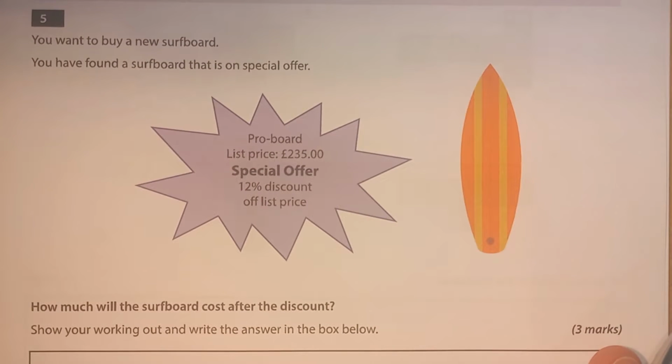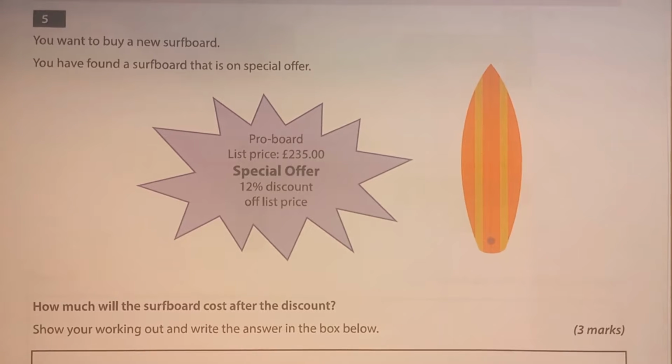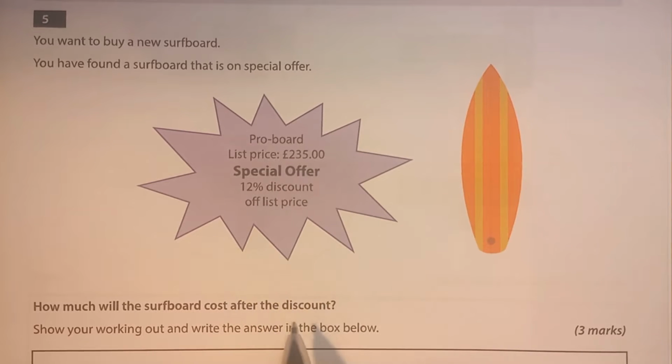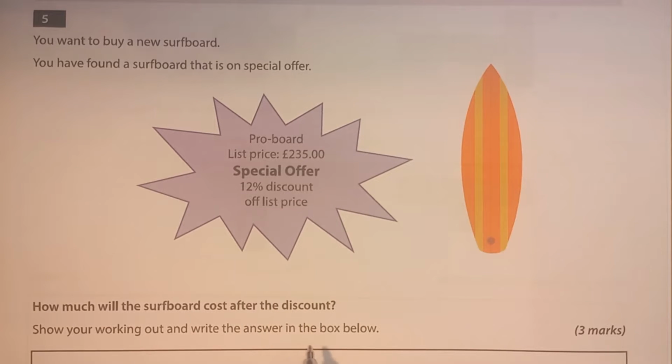Question 5. You want to buy a new surfboard. You have found a surfboard that is on special offer. So we've got Pro Board. List price £235. Special offer 12% discount off the list price. How much will a surfboard cost after the discount? Show your working out and write the answer in the box below.